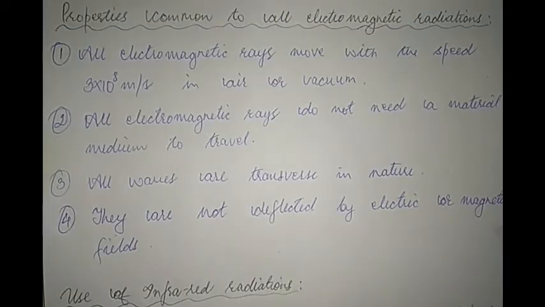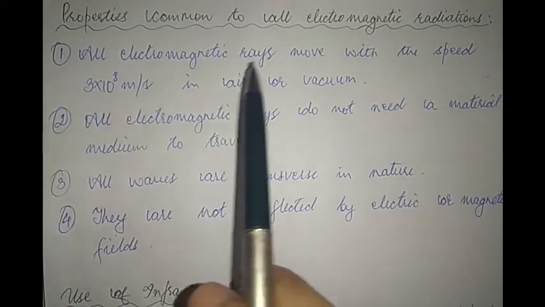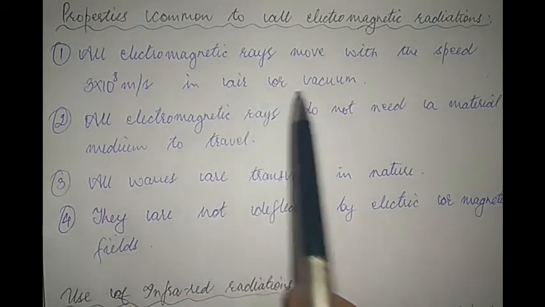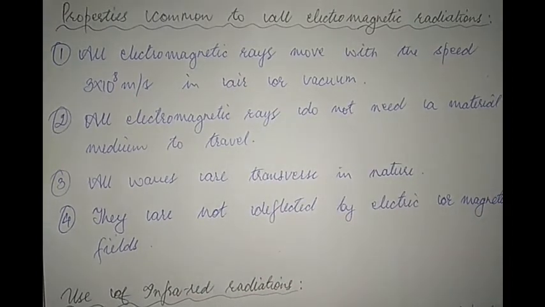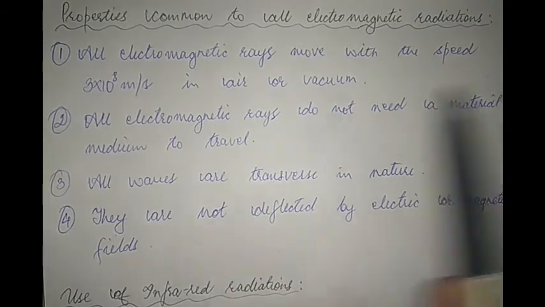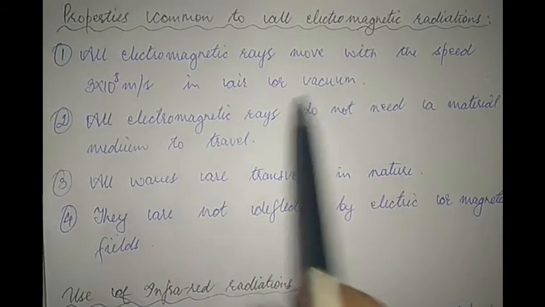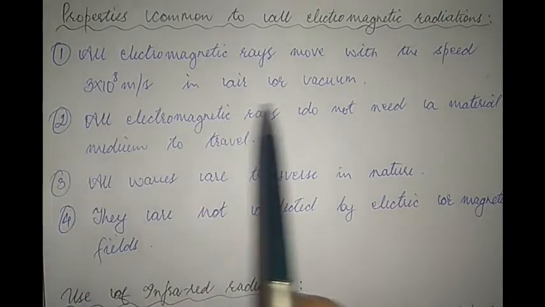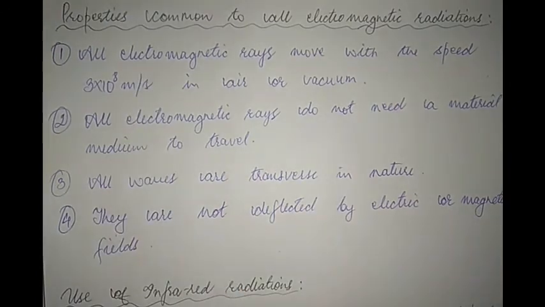Now your syllabus demands that you know at least 2 properties that are common to all of the electromagnetic radiations. I have listed 4 common properties here, some of which you already are familiar with, like all electromagnetic rays move with the speed 3 × 10⁸ meters per second in air or vacuum. Very often we've used that light travels with the speed 3 × 10⁸ meters per second in air or vacuum. So when we say light, we are referring to the visible part of the spectrum. But mind you, this speed in air or vacuum is common to all electromagnetic radiations.